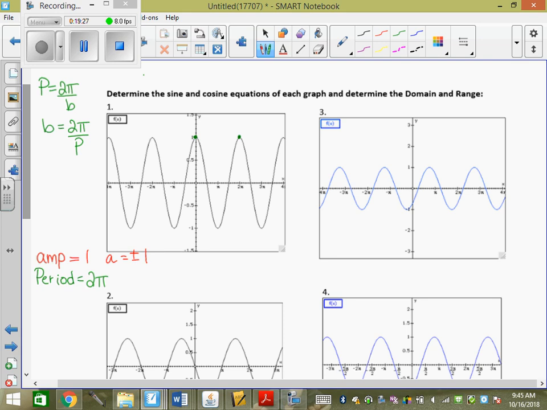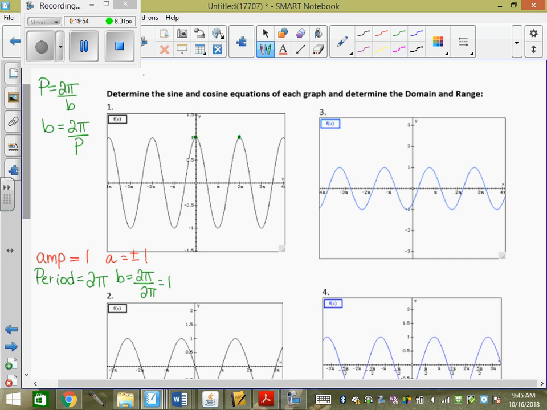So what's my b then? My b is 2 pi divided by the period, which happens to be 2 pi. So my b is 1. Why would it be 1? It hasn't changed. My period's 2 pi on a normal equation, on the basic equation, it's still 2 pi. That means it hasn't stretched. So that makes sense. It's a 1.